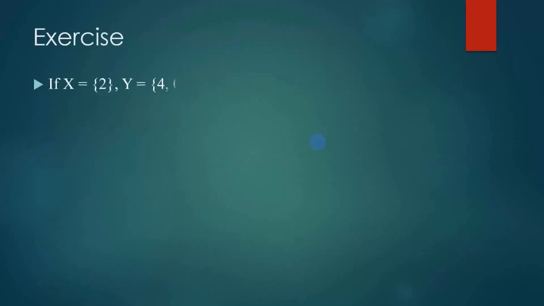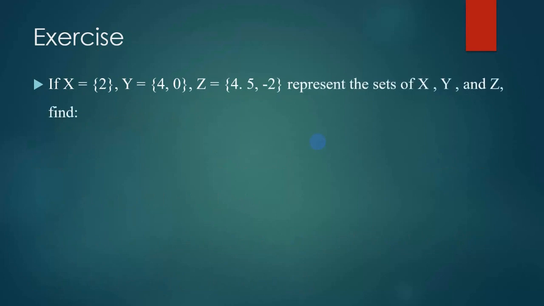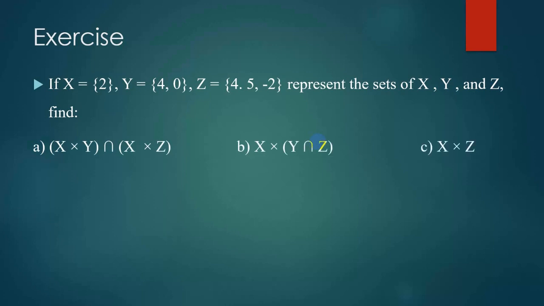Let's have an exercise. If set x is the set {2}, y the set {4, 0}, z the set {4, 5, -2}. Represent the sets x, y and z. Find: number A, x cross y intersection x cross z.